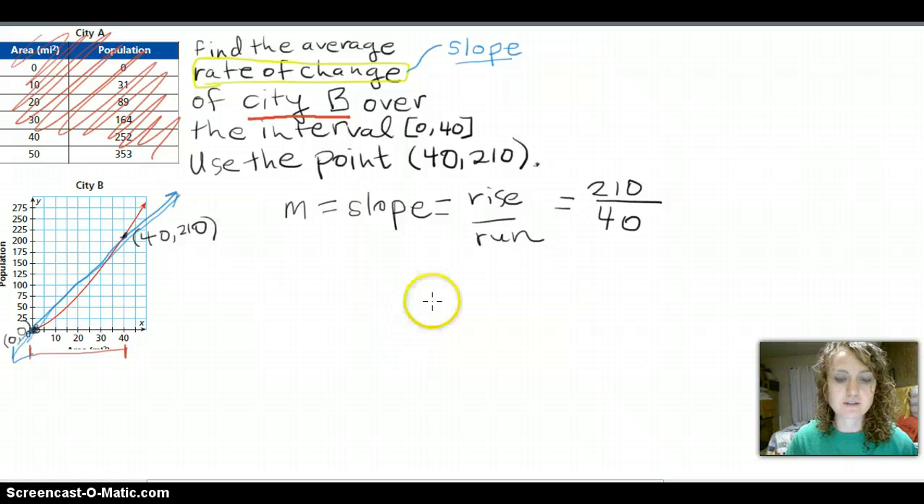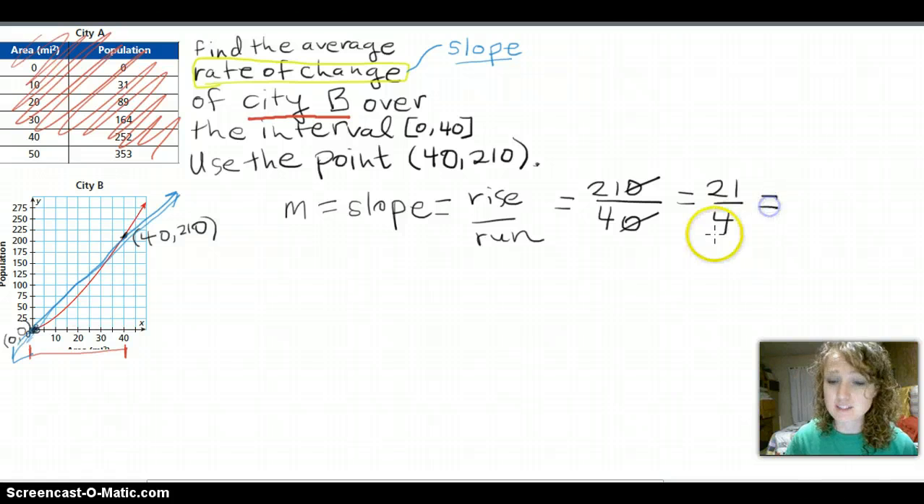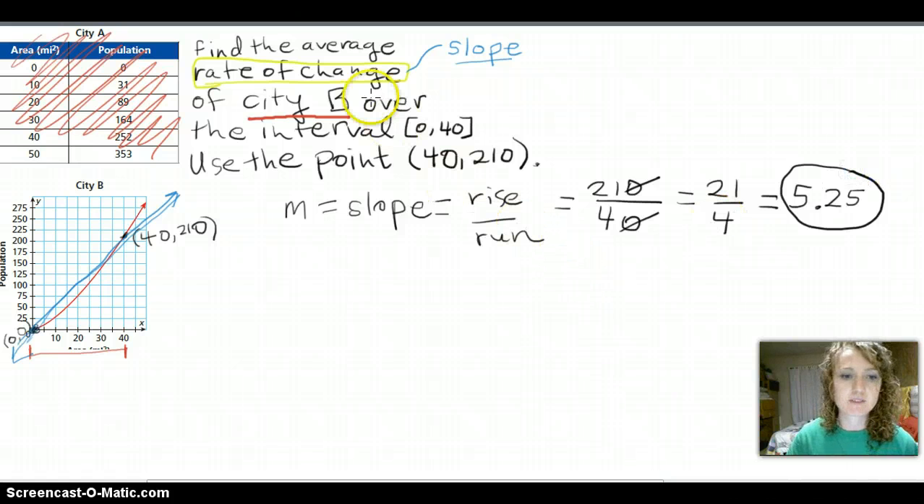Let's reduce this fraction and make it look a little bit better. We can knock off a 0 here and a 0 here, and then we'll get 21 over 4 is our answer. If we want to write that as a decimal, we could put it in a calculator and we would get 5.25 to get our average rate of change of the population of city B over those years.